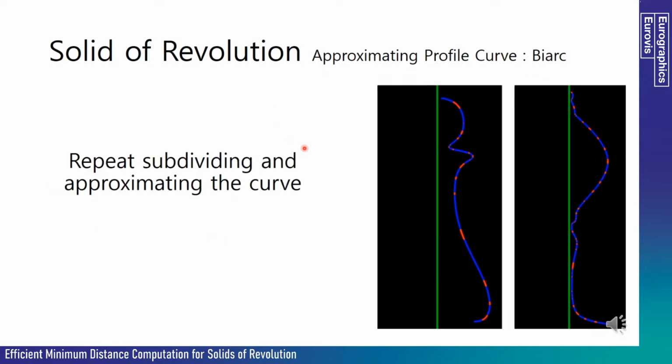To approximate a profile curve using a sequence of bi-arcs for a given precision, we can repeat the curve subdivision and bi-arc approximation recursively until the desired precision is achieved. The images on the right show the result of bi-arc approximation. The blue and red curves are all circular arcs with G1 continuity and approximate the original curves within a given precision.